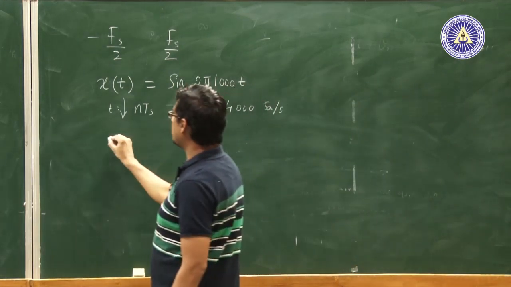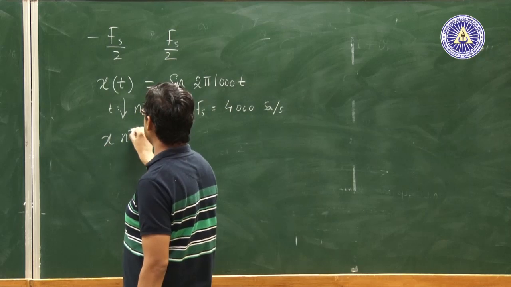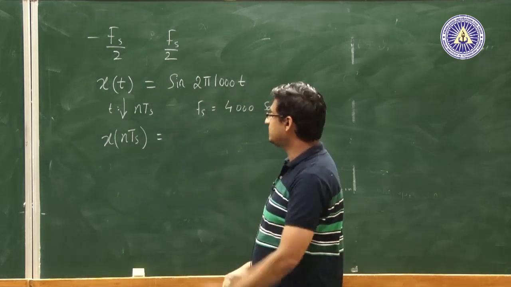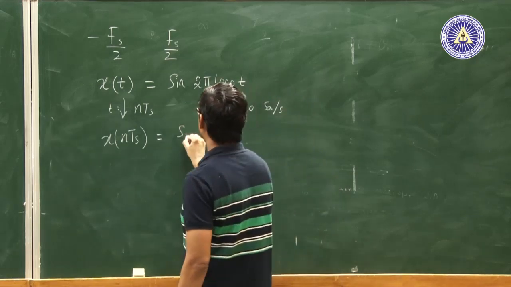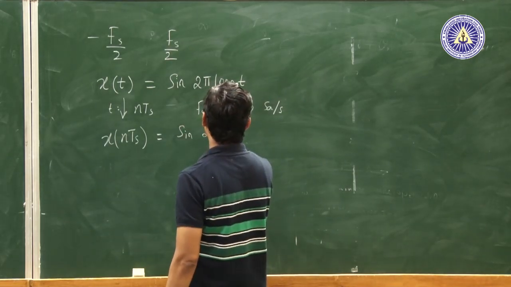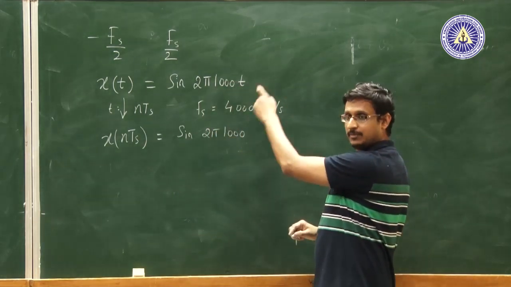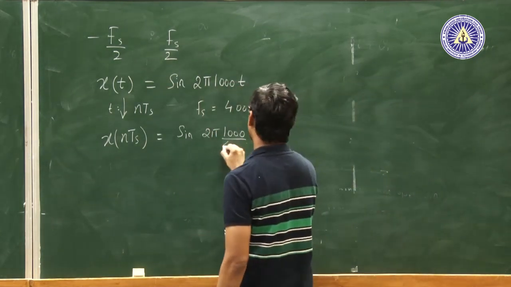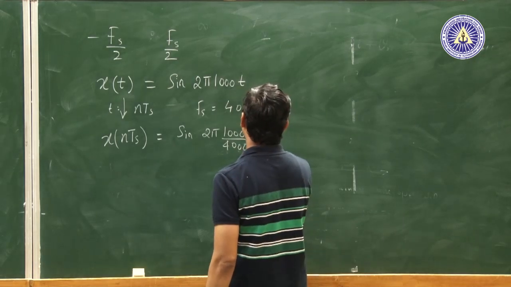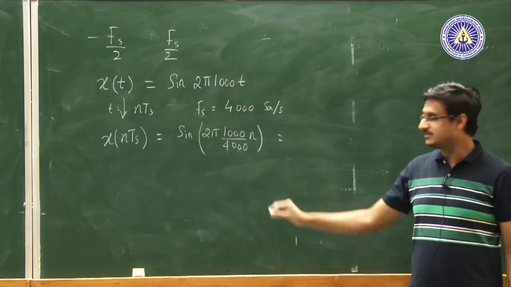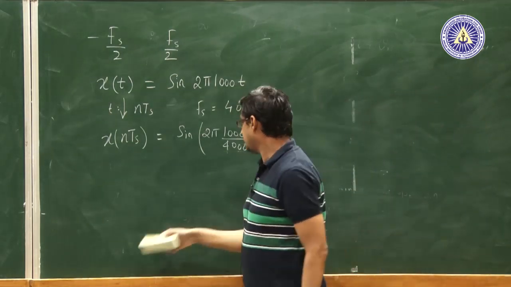So, what would be the corresponding discrete time sequence or discrete time signal? That would be x of nTs, where n again goes from minus infinity to plus infinity. But look at the expression. I have sine 2 pi 1000, Fs is 4000, Ts will be 1 by Fs, correct. So, 1000 by 4000 n, correct. This is the discrete time sequence or signal.